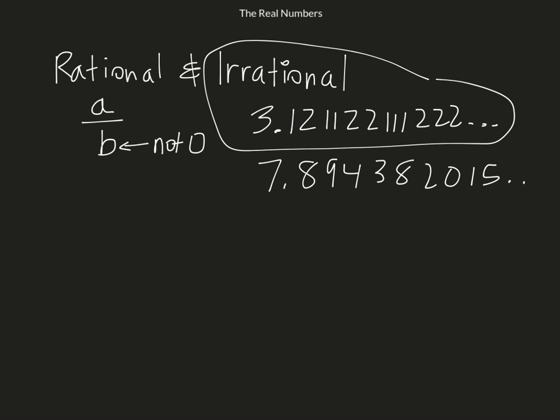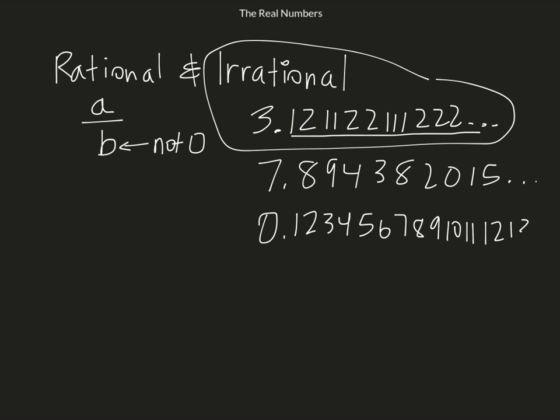The more common ones are something like 7.89438201.5. You see, there's nothing at all that even vaguely looks like repeating. But sometimes we get tricked into it when we see a pattern like this. The book showed one like 0.134567891011121314. Again, this one's irrational.